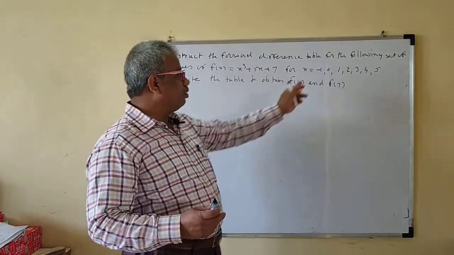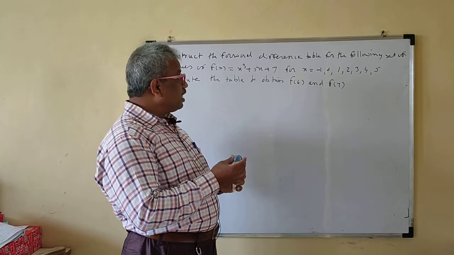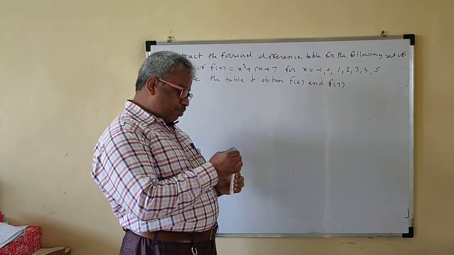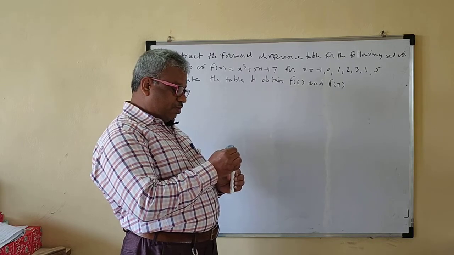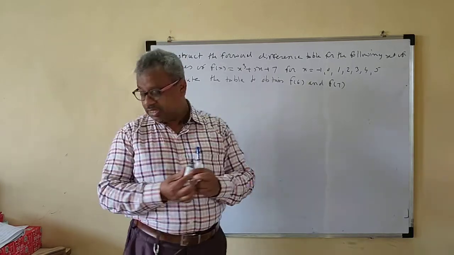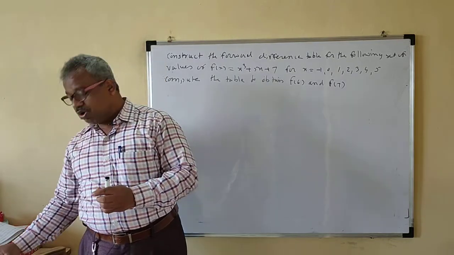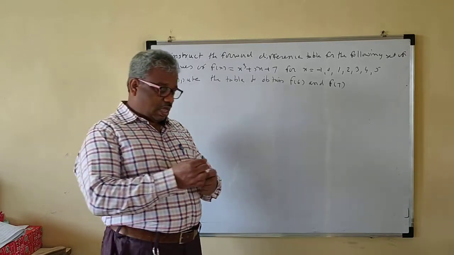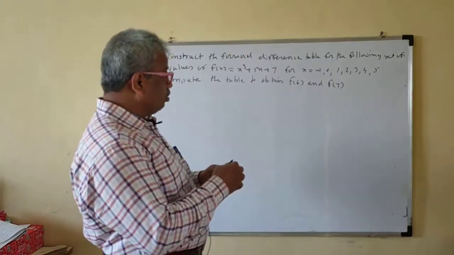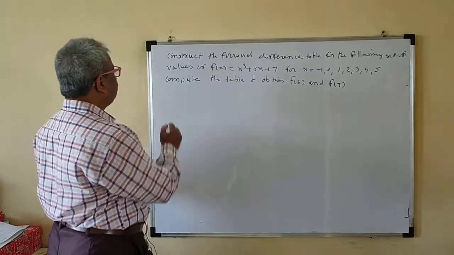See, you have the values from minus 1 to 5. We can do this one, but with the help of the forward difference table, we have to find the values of f of 6 and f of 7. That we have to do now. So this will be extrapolation, because 6 and 7 are out of the interval. Solution.